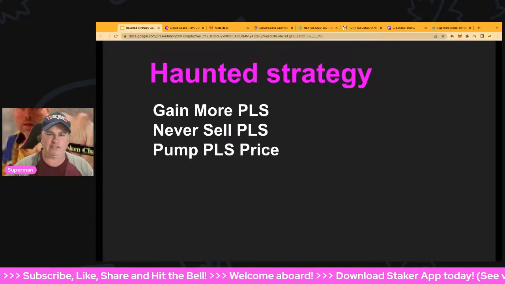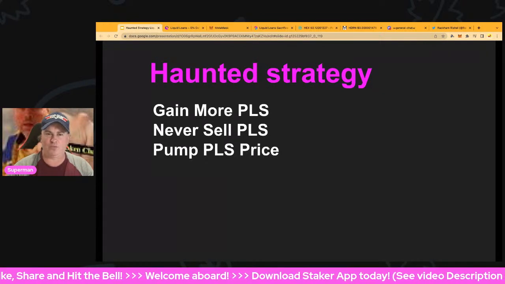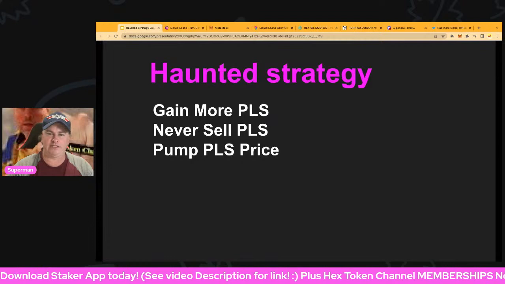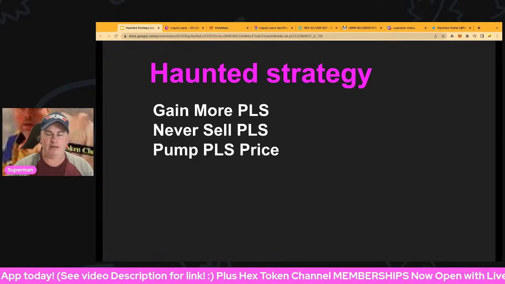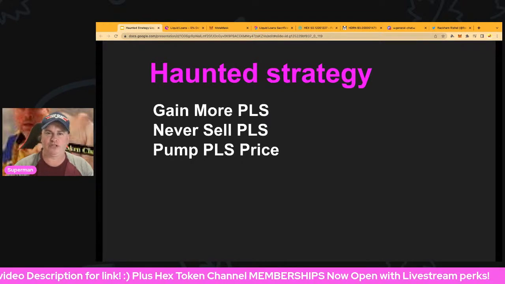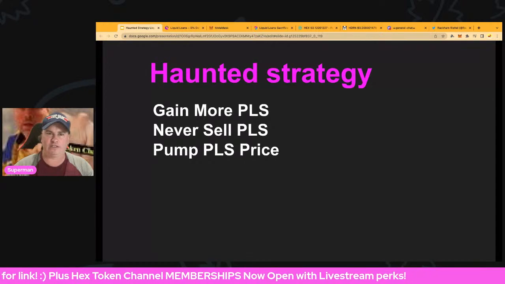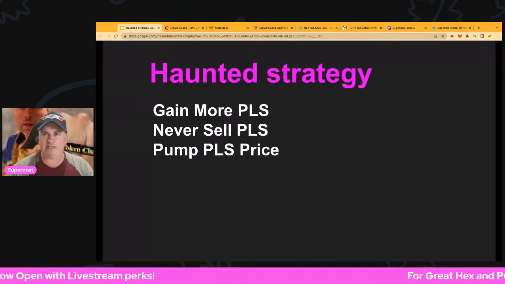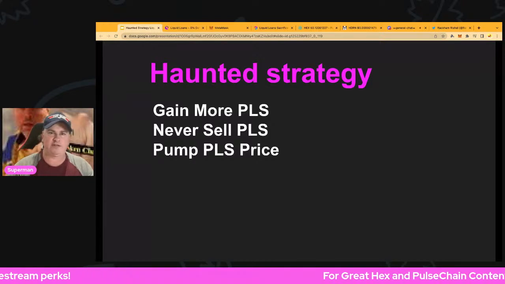And the other thing, of course, is pump the PLS price. Obviously, that's a win-win strategy, right? If people are using the haunted strategy, they'll all be contributing to pumping the PLS price. If there is an army of maybe thousands of people using the haunted strategy, we could get a massive go on this. So how many people sacrificed for the liquid loans? It was officially about 10,000, but with the magic carpet ride sacrifice, it's probably something like 15,000. So it's a lot of people.